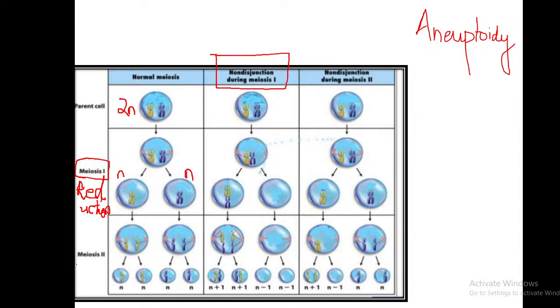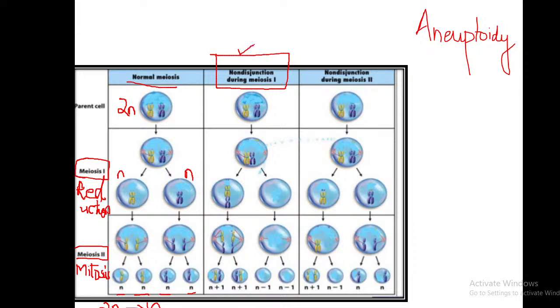Now meiosis 2 is like mitosis. Meiosis 2 is a mitotic division, or just multiplication, and as a result the cells will multiply. In a normal meiosis, there is equal distribution of n number of chromosomes to 2 cells, and after the meiotic division each cell will have n number of chromosomes. So 2n is reduced to n when a gamete is formed.